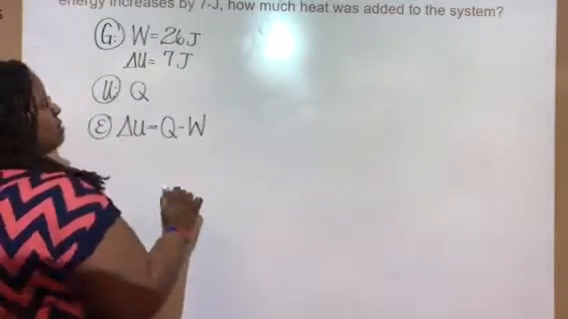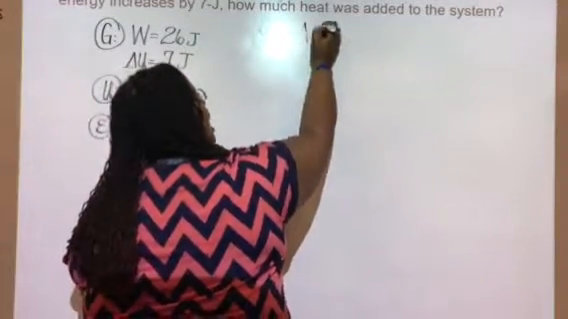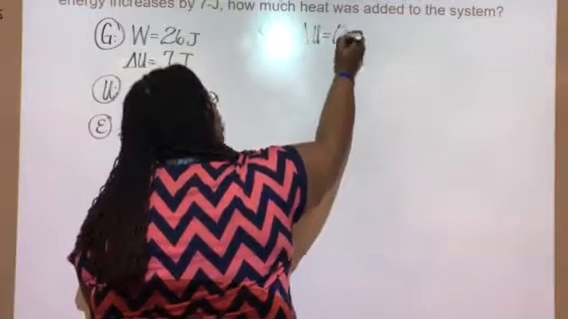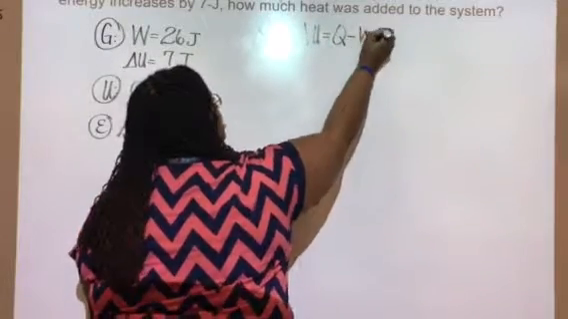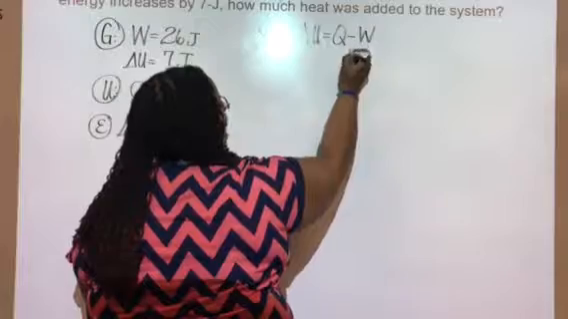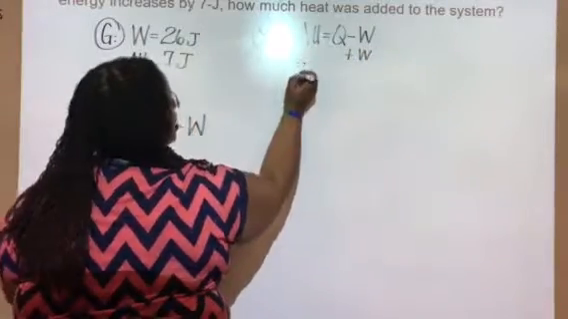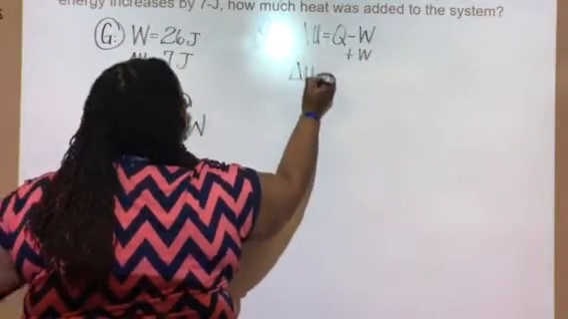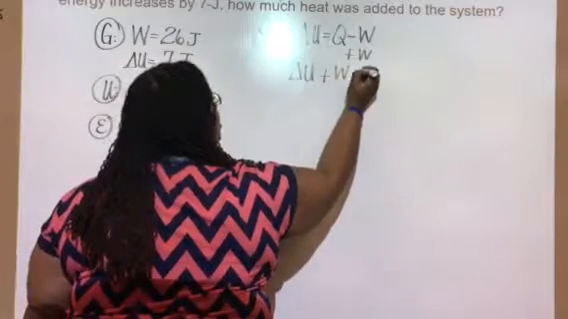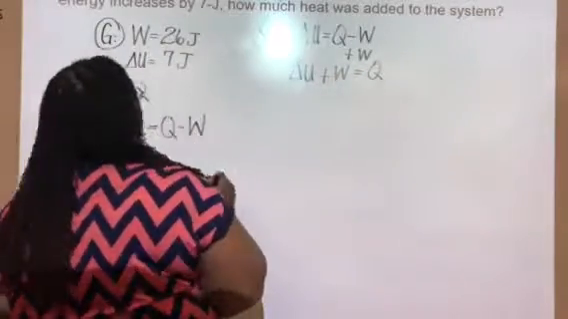Whatever happens here, guess what? We're going to do the opposite. So this is what I start with, delta U equals Q minus W. I am going to add W to both sides. So I end up with delta U plus W equals Q.